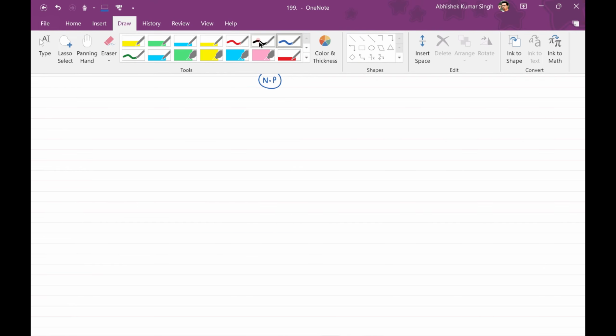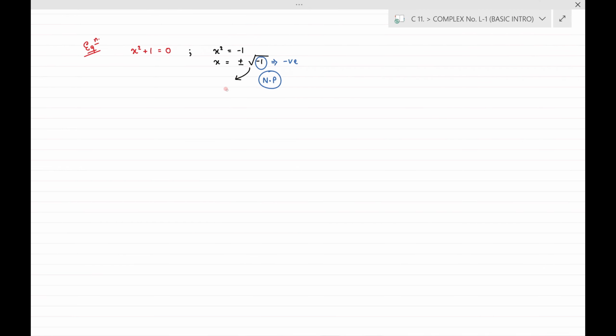तो क्या किया, एक मैथमेटिशियन ने इसको एक लेटर से डिनोट करना शुरू कर दिया and the letter is I. The name of this Greek letter is iota. देखने में I की तरह है. Now we call under root minus 1 as iota.